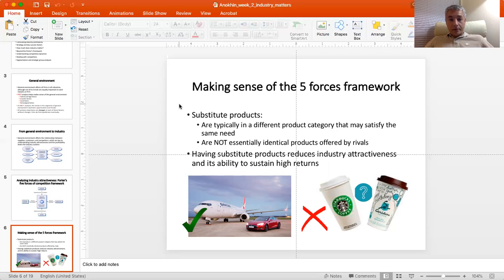Here we're going to look at things like car travel, or Greyhound, or right now with all the travel bans and social distancing, maybe we're going to look at Zoom, right? So Zoom could be seen as a substitute product to Southwest and Delta in some ways. So it is very important to not confuse substitute products with products offered by rivals. Those are different categories. And essentially, if your industry is such where substitute products are plenty, that negatively affects attractiveness of your industry. It does not allow firms to sustain high enough profits in the long run. So that is very important.